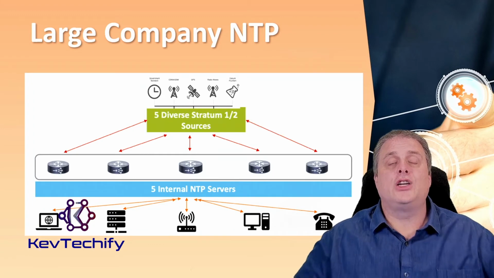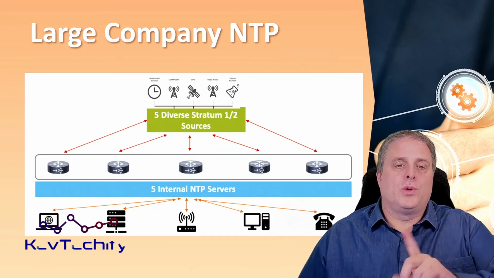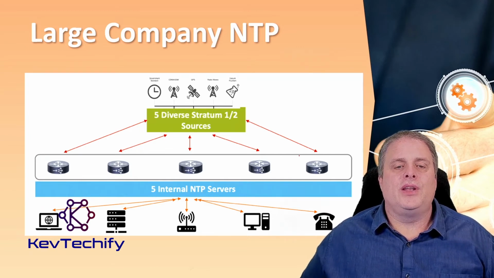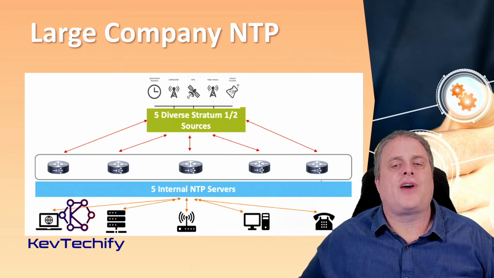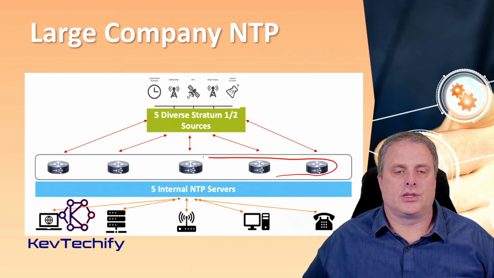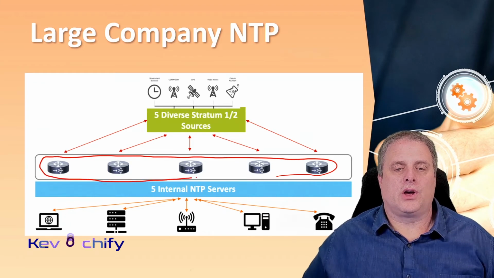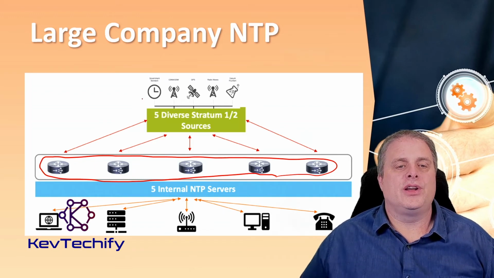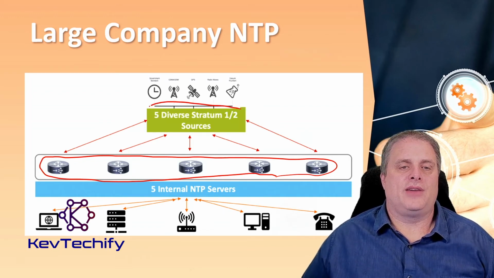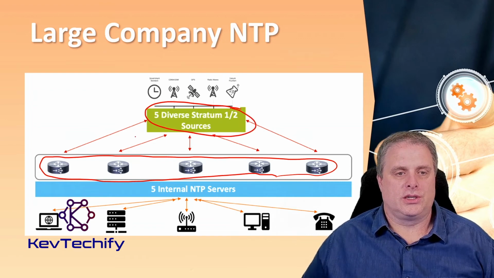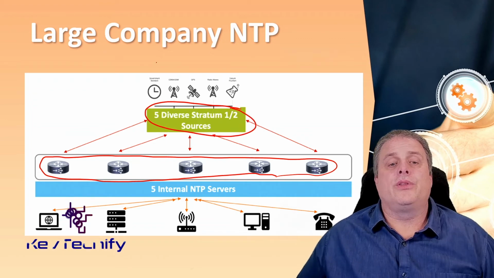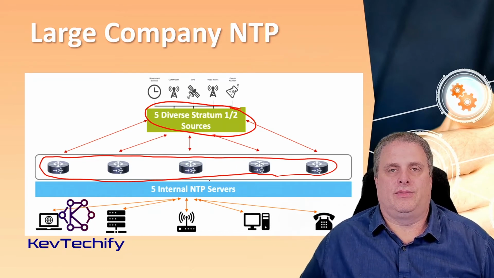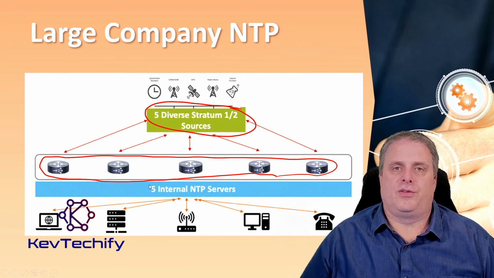In a larger company, instead of having one NTP server, you're going to set up anywhere from 1 to 5. And the recommendation here is to have a pool of 5 of your own internal servers. Once again, we're talking a large company, tens of thousands of devices. Each one of your internal servers is going to have these 5 diverse Stratum 1 or 2 sources to sync with. That will then create your pool of NTP servers, which your devices can connect into. That pool gives you redundancy and failover if you have any problems.